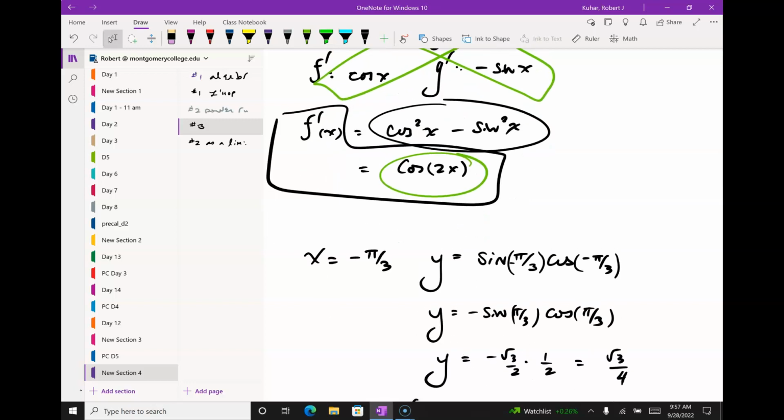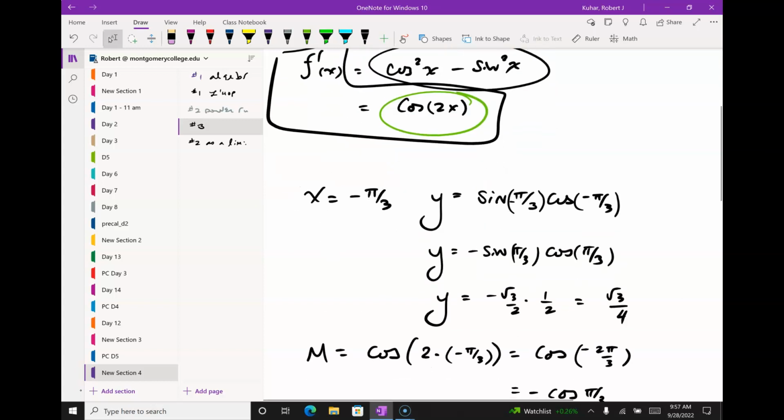So I have my x, minus pi over 3. I find my y going into the original function. I get square root of 3 over 4. Oops. Oh, I get negative square root of 3 over 4, right? So I made a mistake in the rest of my problem, but that's okay. Negative square root of 3 over 4.